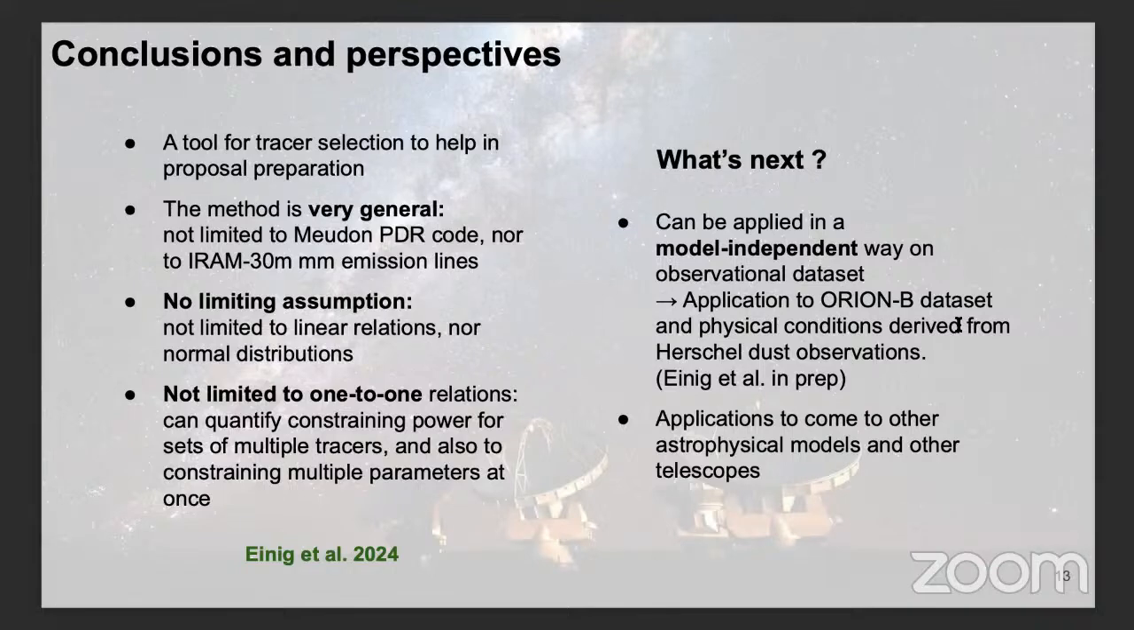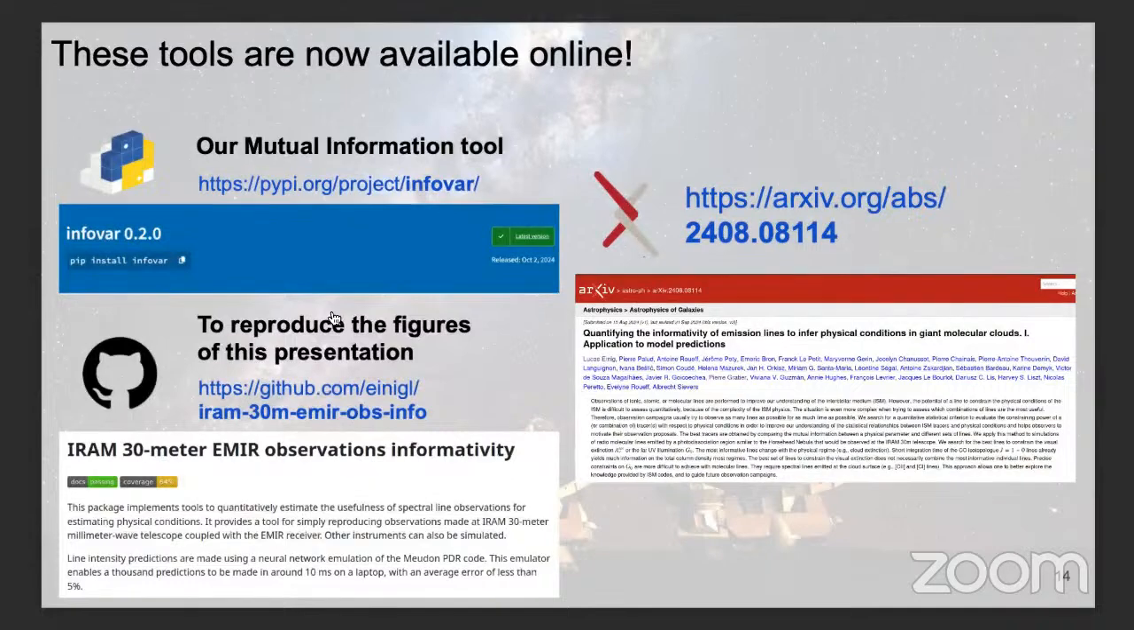I will stop here. And all of the tools that we developed are available. So the main tool is this one that provides a way for any model to compute the mutual information between parameters and observable quantities.